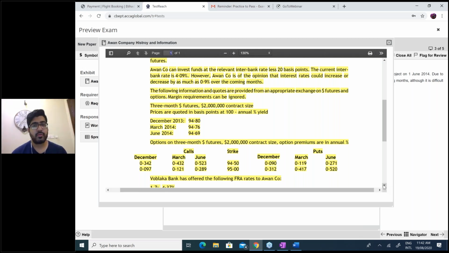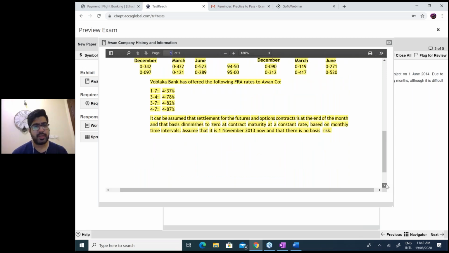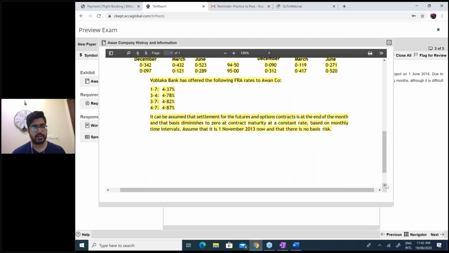The following information and quotes are provided from an appropriate exchange on futures and options. 3-month futures contract size is 2 million. Prices are quoted in basis points at 100 minus yield. December, March, June futures are given with their prices. Options, there are 2 million contract size. Exercise prices and strike prices are given. Like in yesterday's question, you have to take both prices, 94.5, 95. Calls are also given, puts are also given for December, March, June. Only one is relevant. Wablaka Bank has offered the following FRA rates: 1-7, 3-4, 3-7, 4-7.